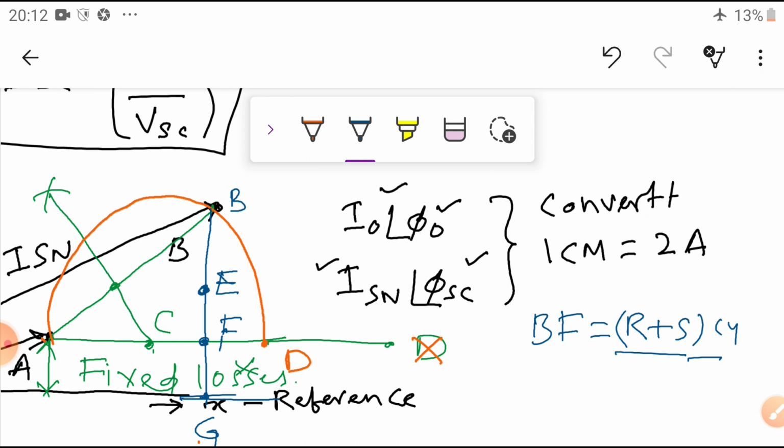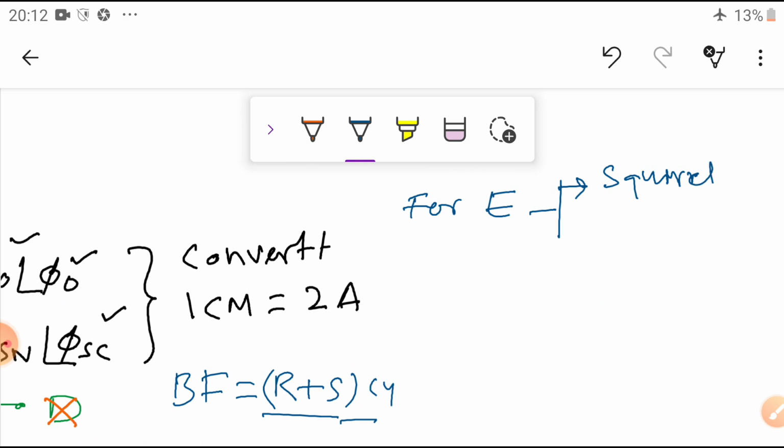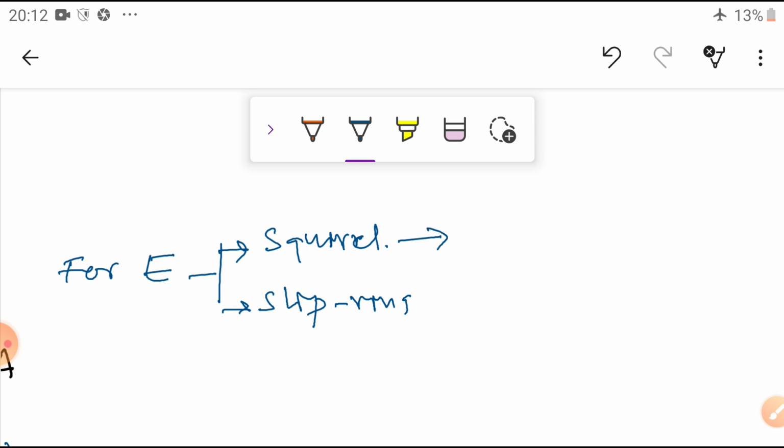How do we locate the point E? In previous classes we have seen that there are two options for the location of E, one for the squirrel cage rotor and one for the slip ring rotor. In squirrel cage, under the blocked rotor test, the input to the motor is approximately equal to the total copper losses.